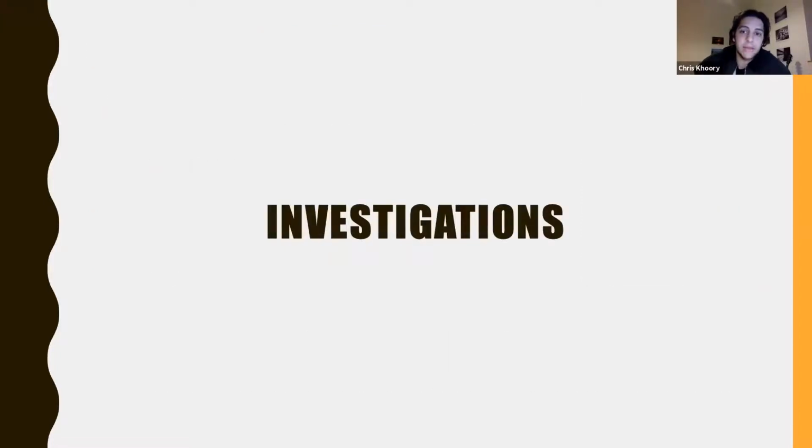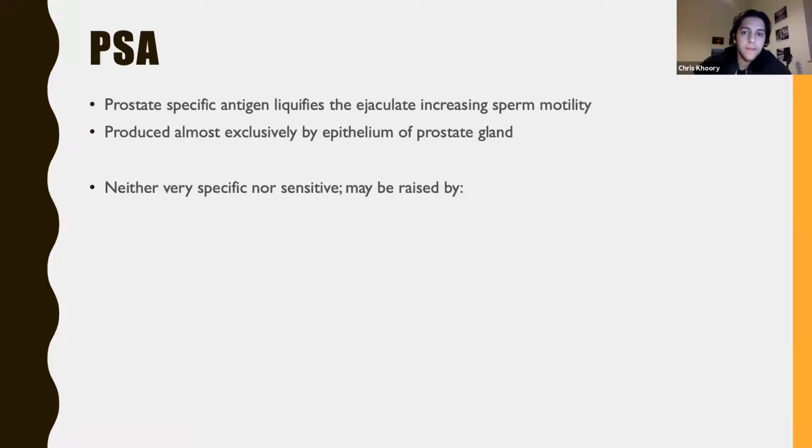So how do we investigate prostate cancer? So starting with PSA, prostate-specific antigen liquefies the ejaculate, increasing sperm motility. It's produced almost exclusively by the epithelium of the prostate gland. But it's neither very specific nor sensitive. So it can be quite difficult to reliably tell the difference between cancer and BPH.